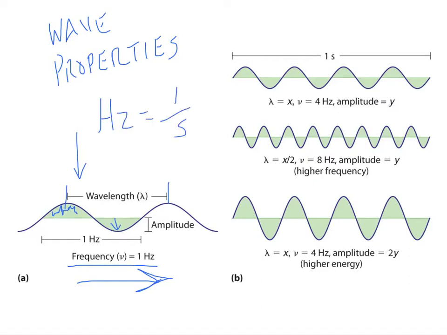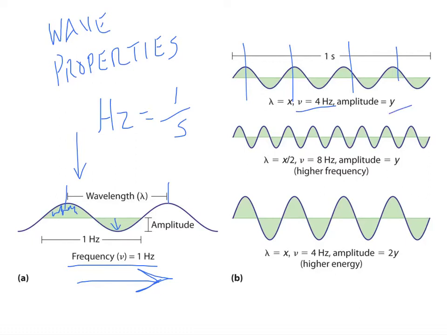On the right, you can see that same wave has been altered, and so in the first case, we have a lambda of x, we have a nu of 4 hertz, and so in this wave, 4 cycles per second, 1, 2, 3, 4, we would see 4 peaks go by every second. The amplitude is said to be y.